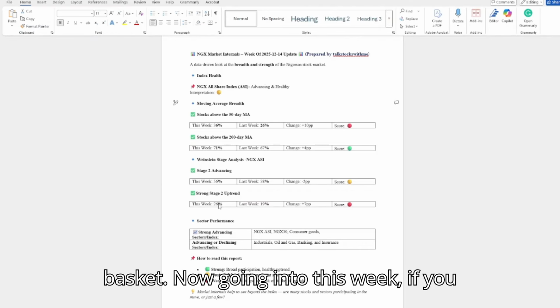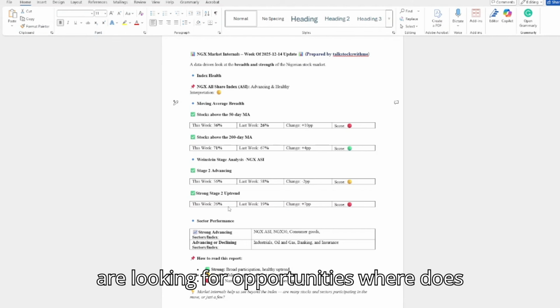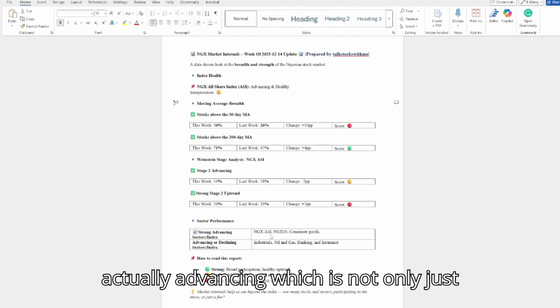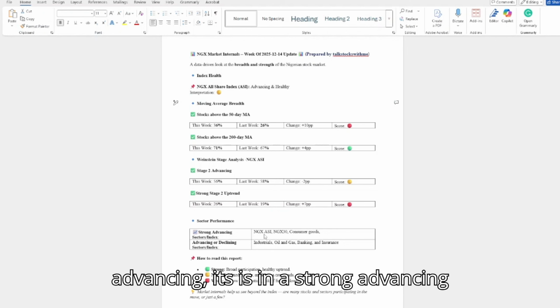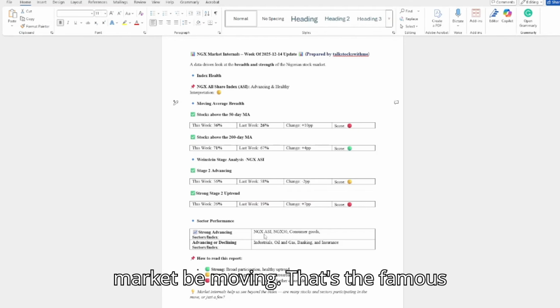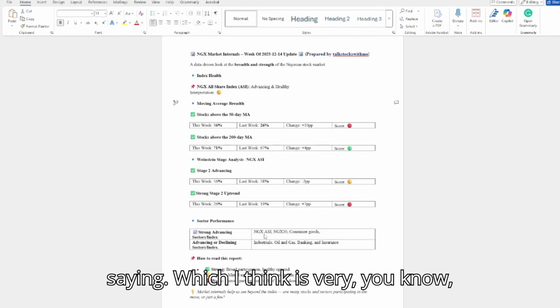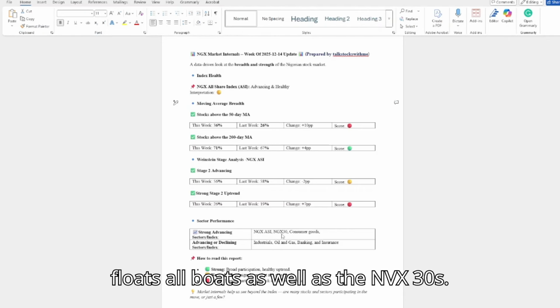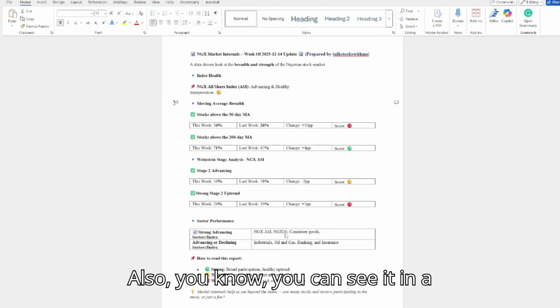Now, going into this week, if you are looking for opportunity, where does value lie? The great thing is that the NGX ASI is advancing, and not only that, it is in a strong advancing phase, which is good for the overall market moving. There's a famous saying which I typically identify with, that a rising tide lifts all boats, as well as the NGX 30, which you can see is also in a strong advancing state.